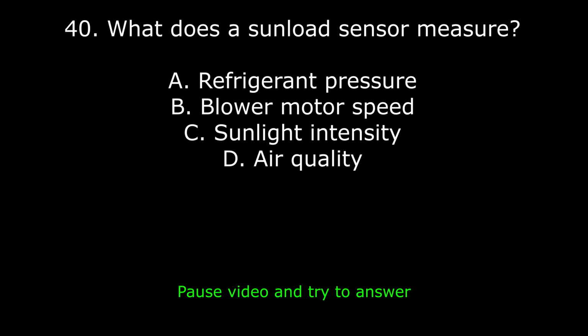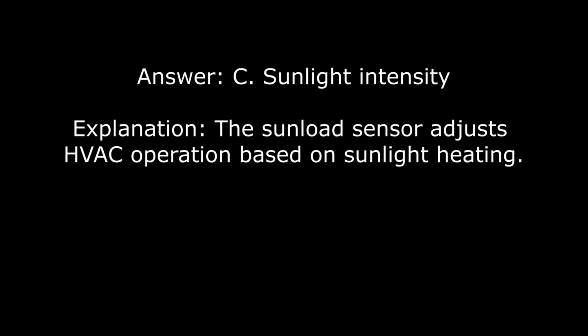40. What does a sun load sensor measure? A. Refrigerant pressure. B. Blower motor speed. C. Sunlight intensity. D. Air quality. Answer: C, sunlight intensity. Explanation: the sun load sensor adjusts HVAC operation based on sunlight heating.